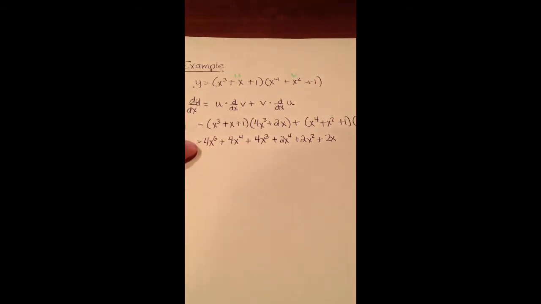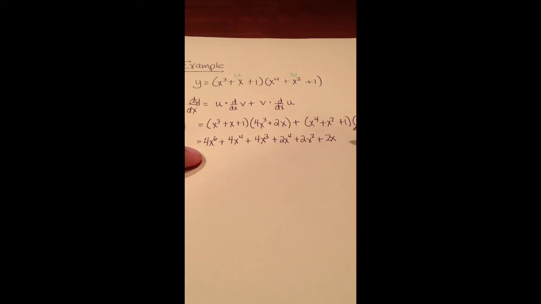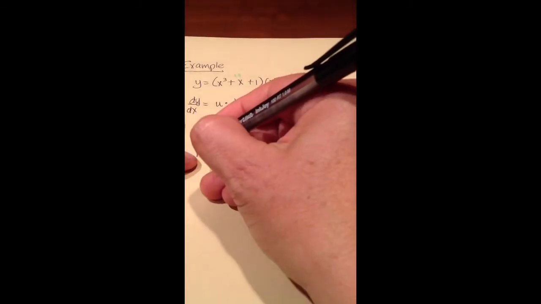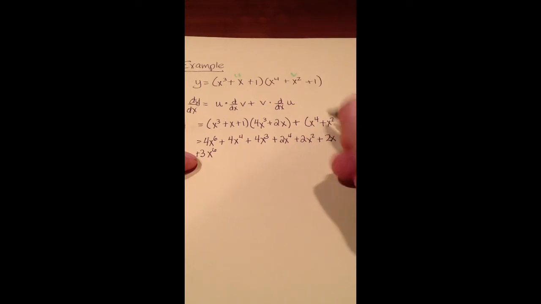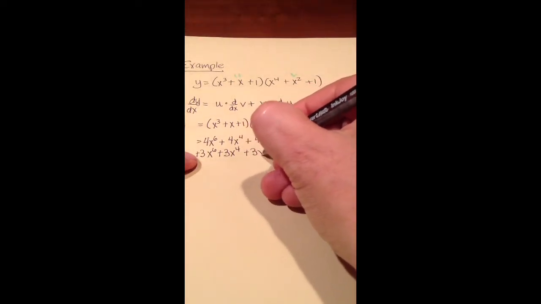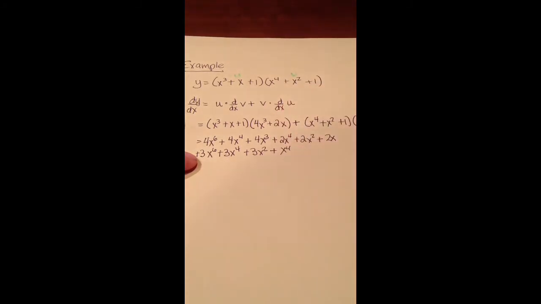All right, so now I'm going to do the same thing for the other part and add them, and write them down below here so I can see what I can combine. I'm running out of room, so I'll put the values down here and combine things after. This is going to give me plus 3x to the sixth plus 3x to the fourth plus 3x squared, plus x to the fourth plus x squared plus 1.